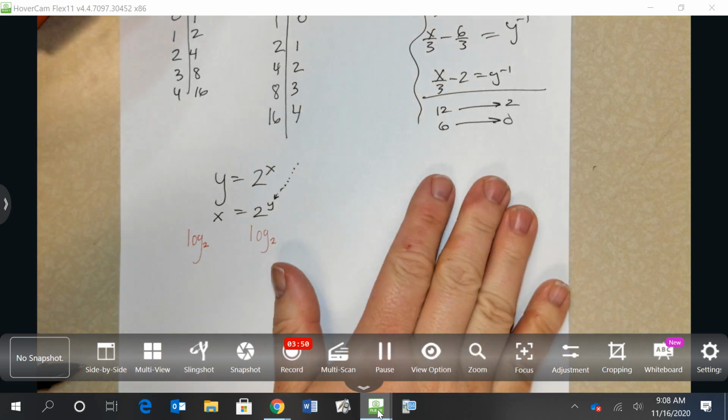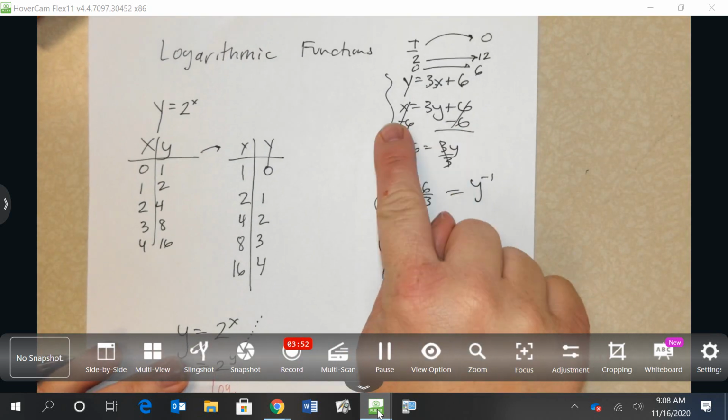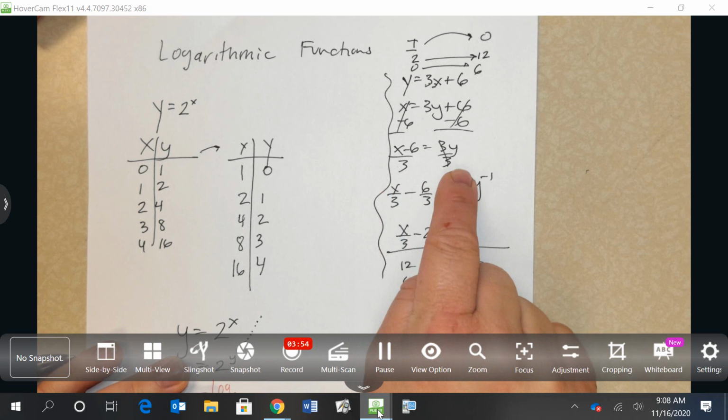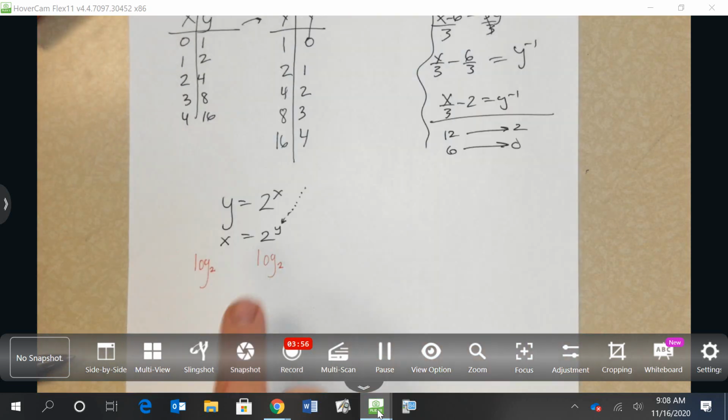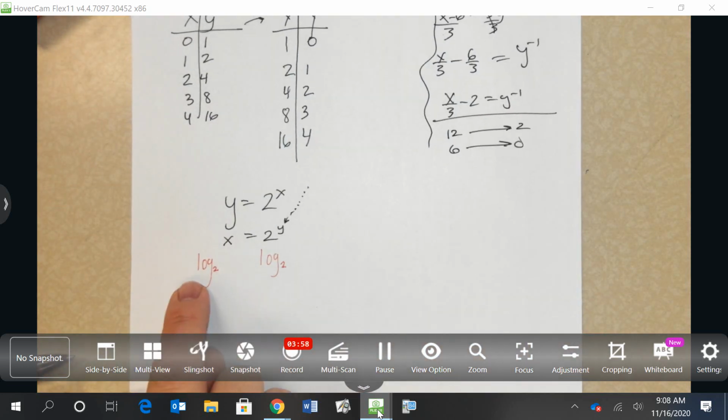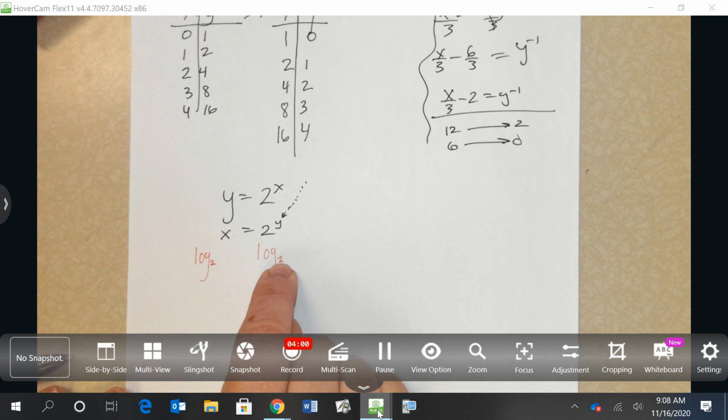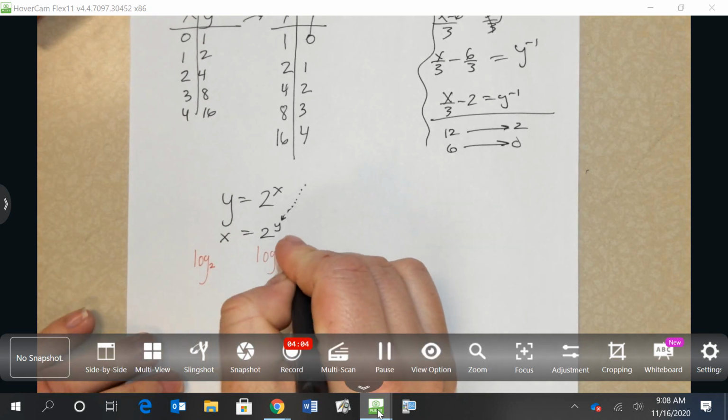Remember, just like up above, whenever I did something to the right, I must do it to the left, and vice versa. So over here, if I do the log base 2, I must do it also to the left-hand side. Now, why did I choose base 2? Because I'm trying to get rid of 2. So I'm going to write everything else down.